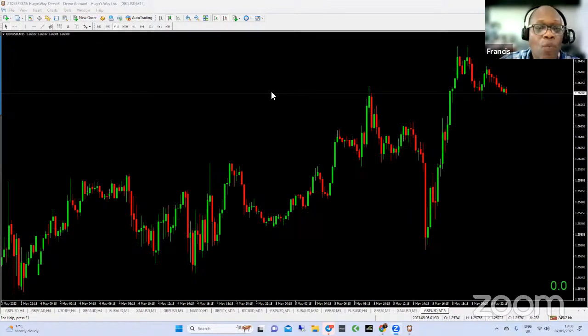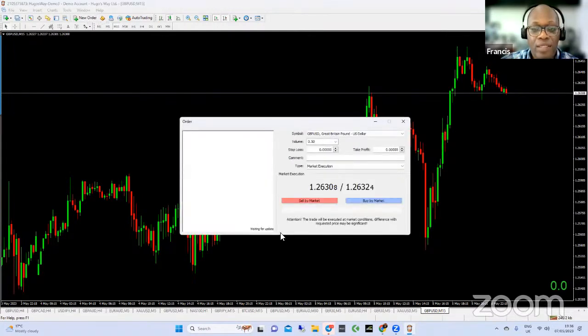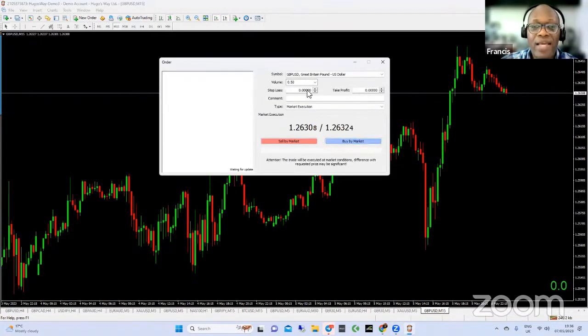So, you know, when you are going to open a trade on MT4 or MT5, you will come here. You click on that, and then that is where you choose your lot size.